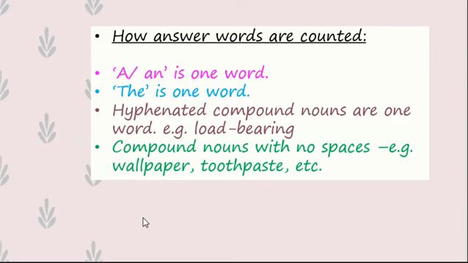Compound nouns with no spaces are considered one word too. For example, wallpaper. This word consists of two words, wall and paper, but still in the English language it is considered only one word because it's a compound noun. So if the gap requires only one word, and the answer is supposed to be something like wallpaper, it is considered to be one word. Okay?